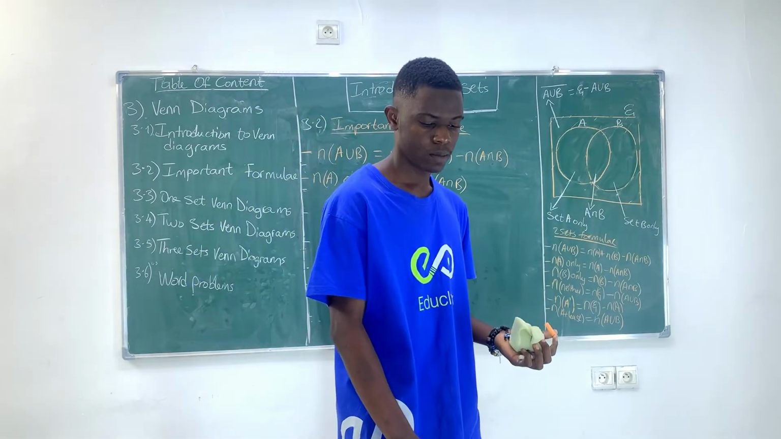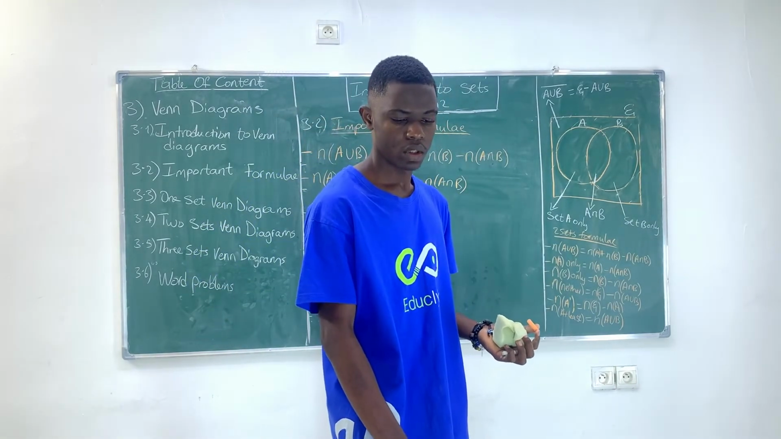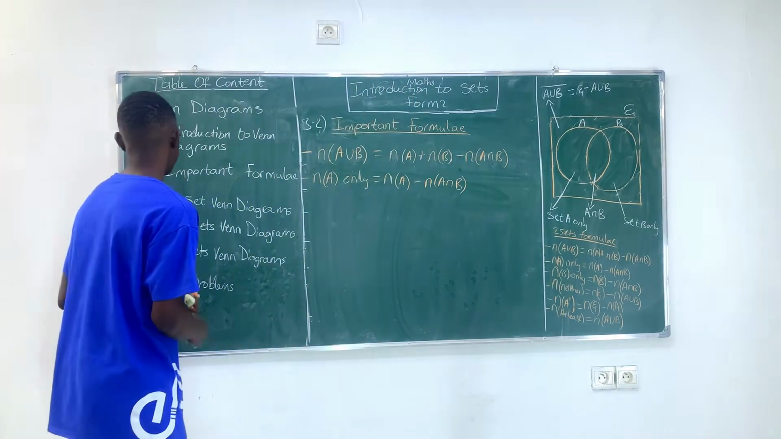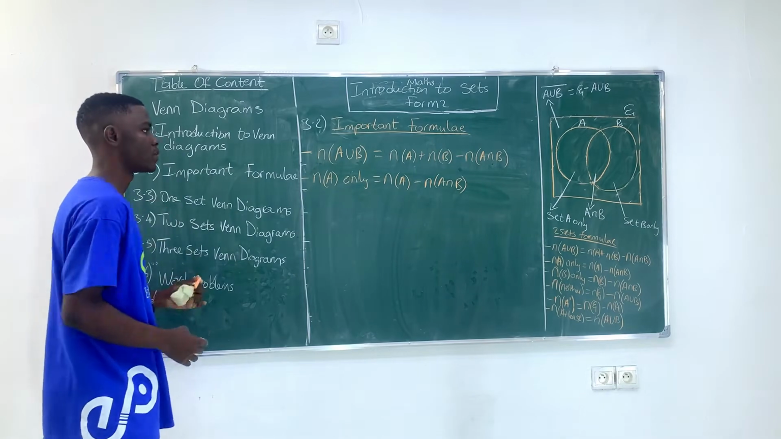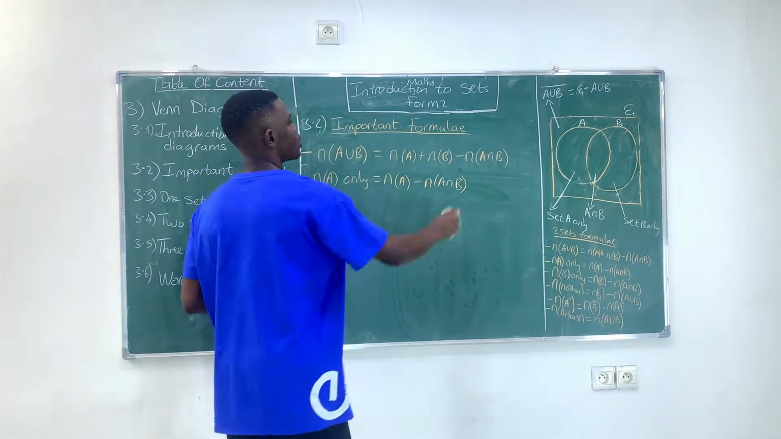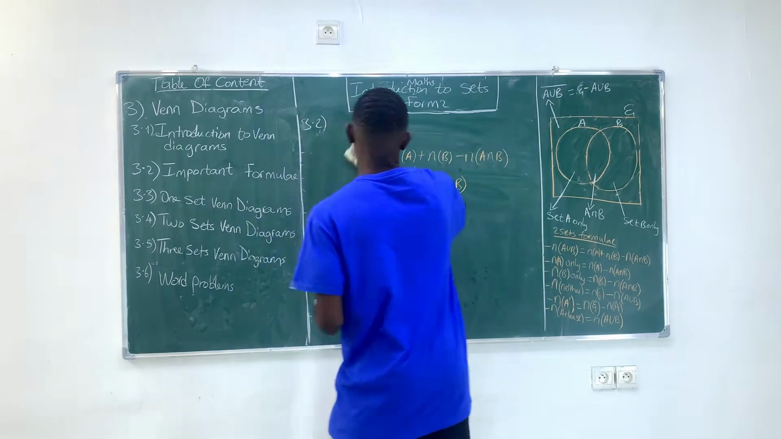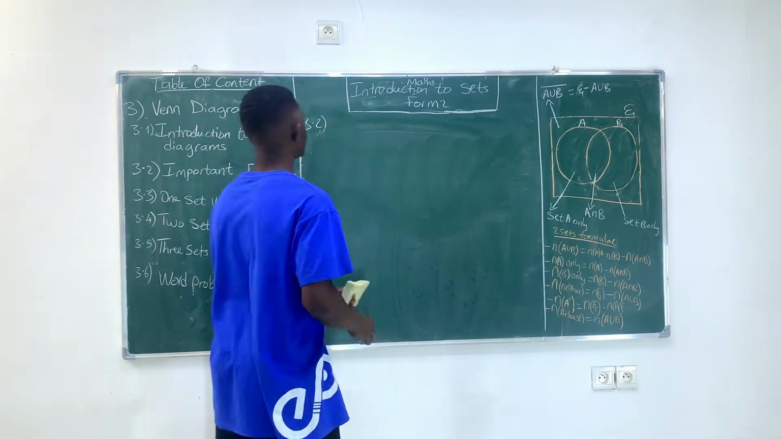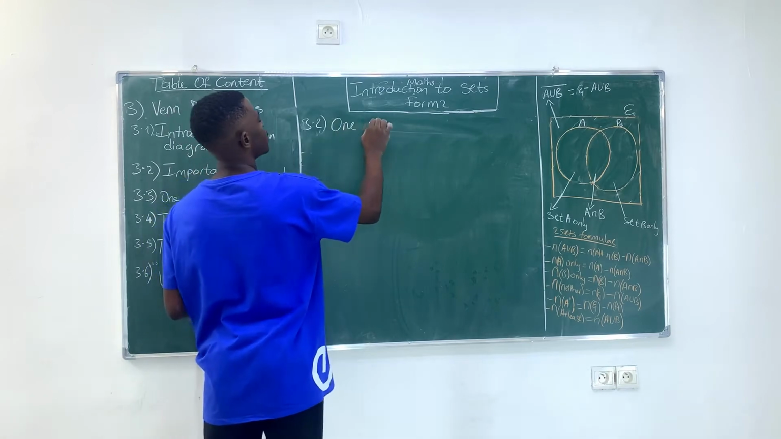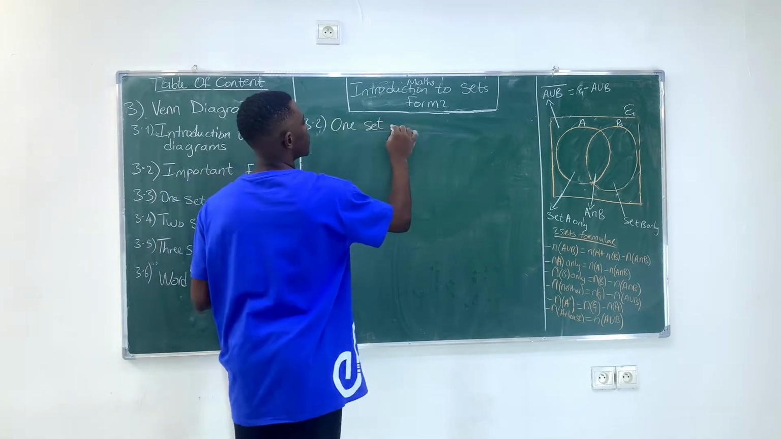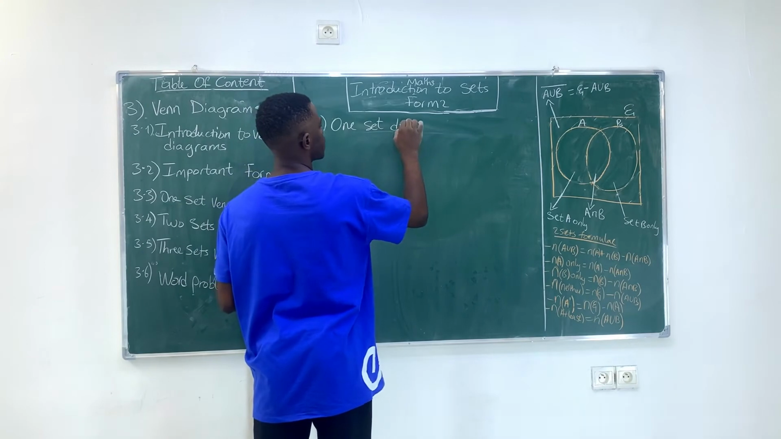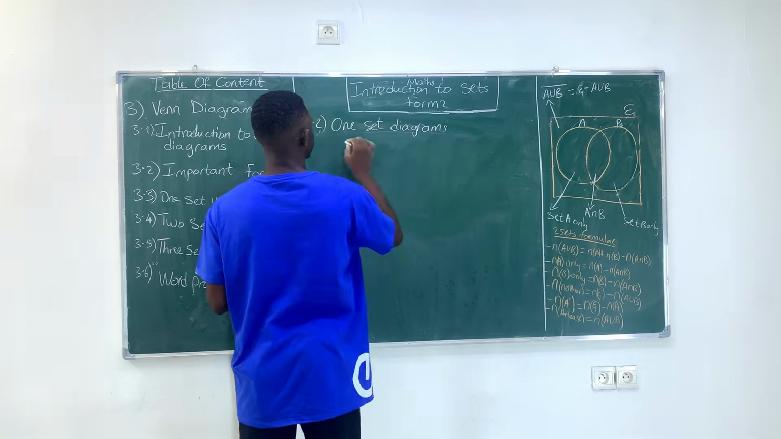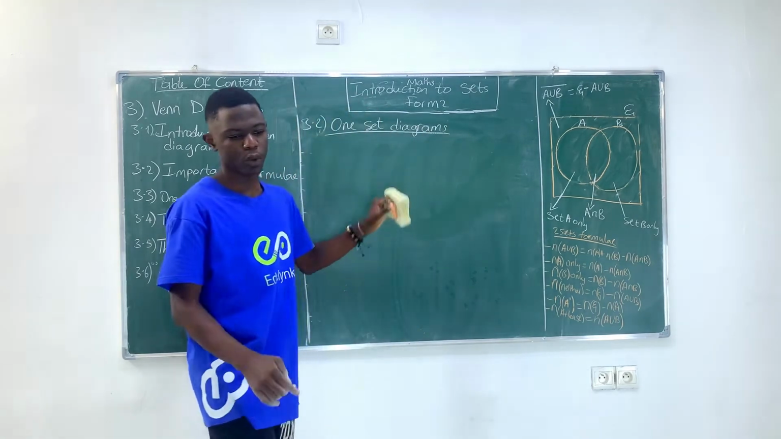Okay, so we're done with the formulas. Now let's go to 3.3, one-set Venn diagrams. We are going to see what a one-set Venn diagram is, and we're going to solve some problems regarding one-set Venn diagrams.